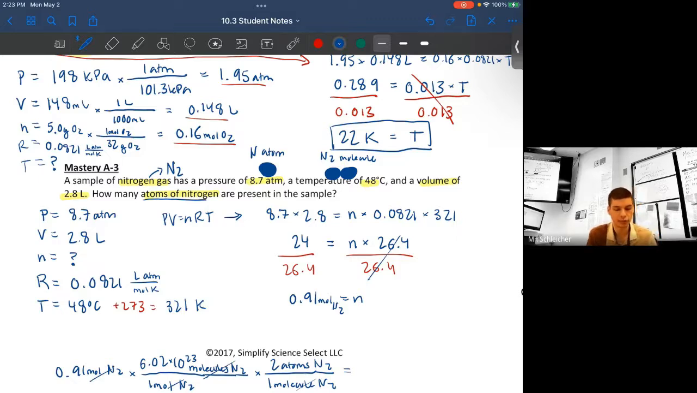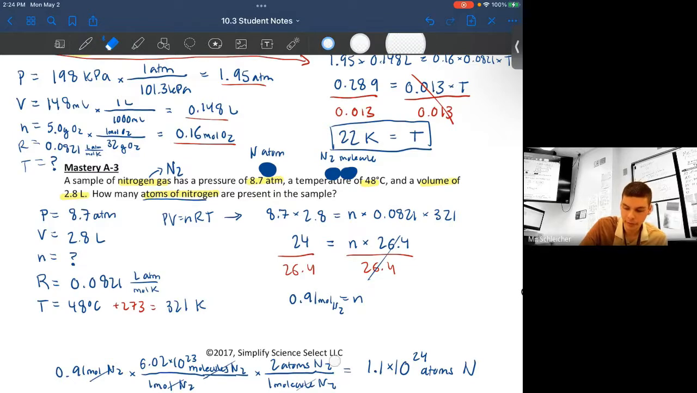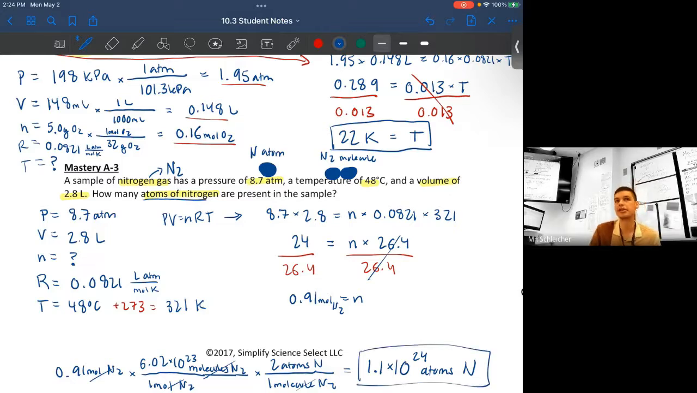So I can do 0.91 times 6.02E23 times 2, and I get about 1.1 times 10 to the power of 24 atoms of N. I need to relabel this a little bit as my final answer. And that's all using the ideal gas law equation and some stoichiometry or dimensional analysis. Stoichiometry is just using dimensional analysis.